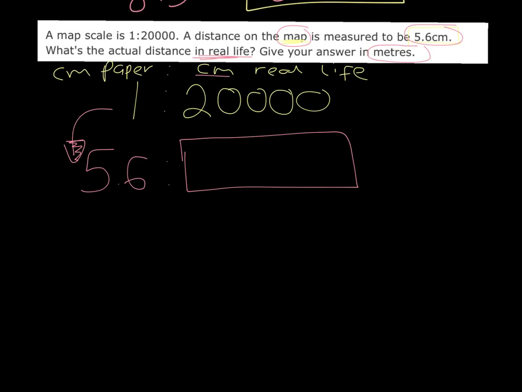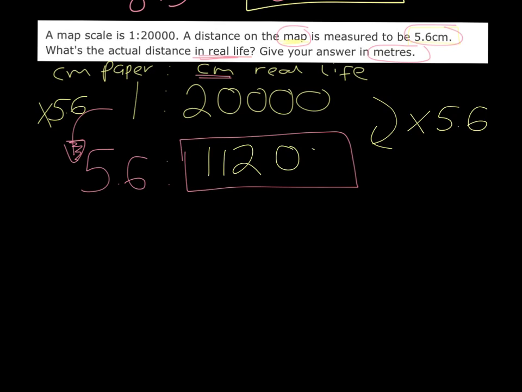We're currently in centimetres. So for every 1 centimetre measured on paper is 20,000 centimetres in real life. So we now need to just work that out. So to get from 1 centimetre on paper to 5.6, that would be times by 5.6. So you would need to do the same to both sides. So 20,000 times 5.6. You can grab your calculator for that. That's going to give you 112,000.